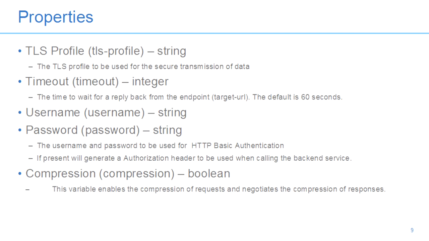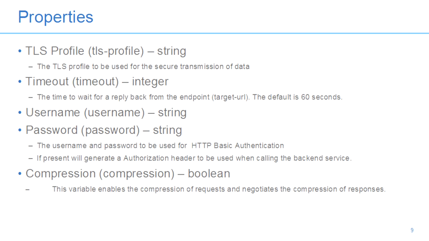Several other properties that are part of both the invoke and the proxy are the TLS profile name, which you use to define the secure transmission of the data. It's the same as the micro gateway definition that you may have seen yesterday when that was presented. There's also a timeout, an integer timeout, which you use to wait for the reply back from the endpoints, and if that times out, you get an error back.